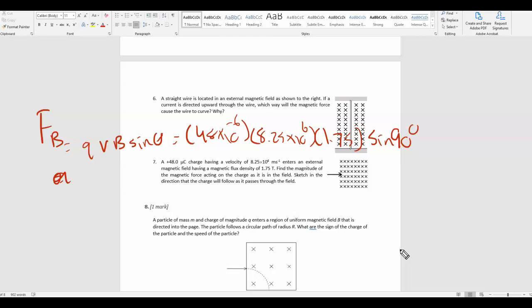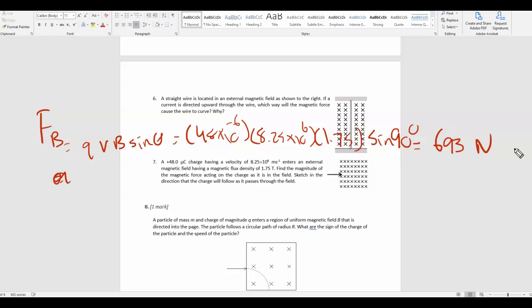And so all we really need to do for the magnitude of this calculation is stick this number into the calculator. Okay, so I'm doing 48 times 10 to the negative 6 times 8.25 times 10 to the 6 times 1.75. And I get 693 newtons.